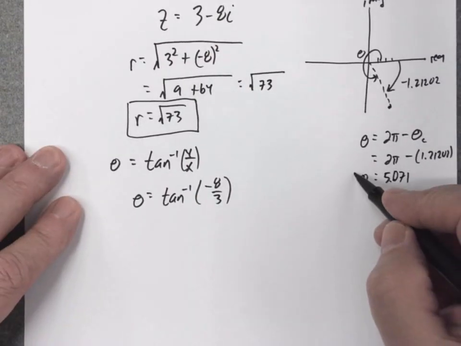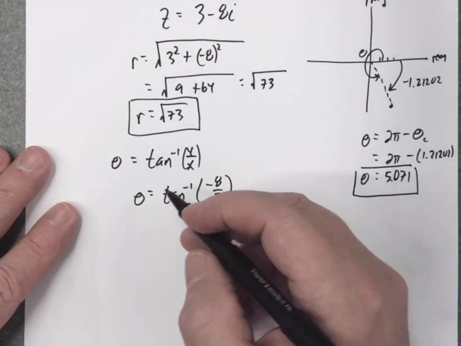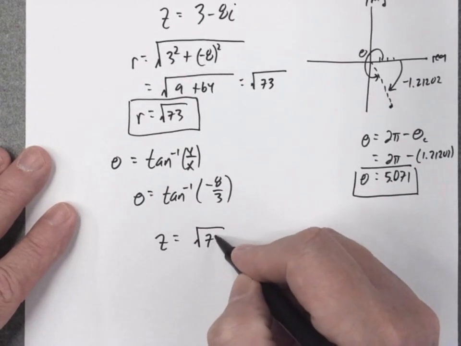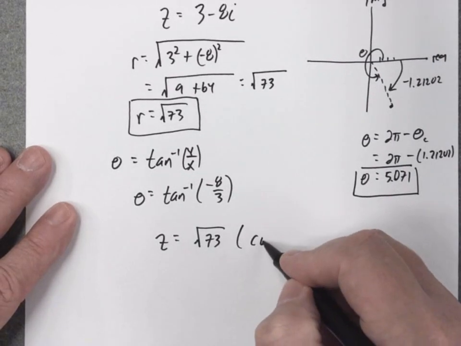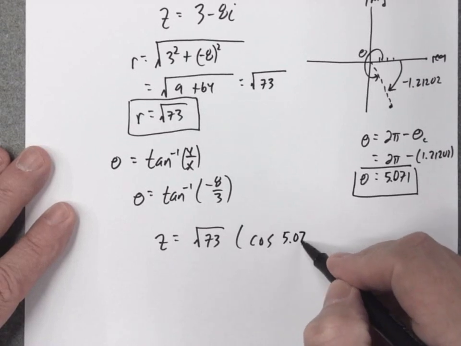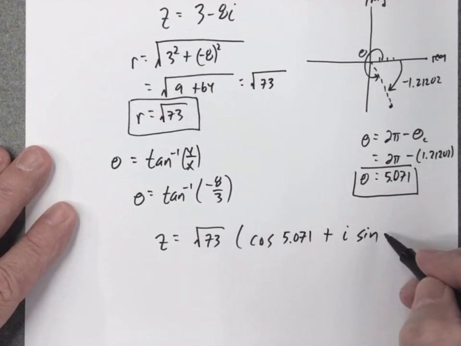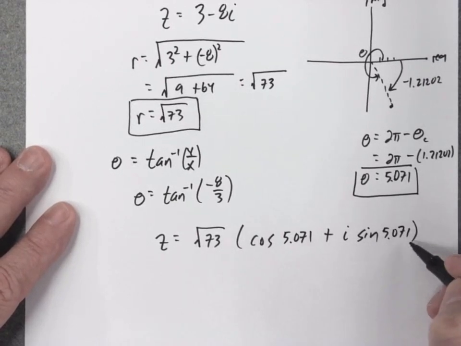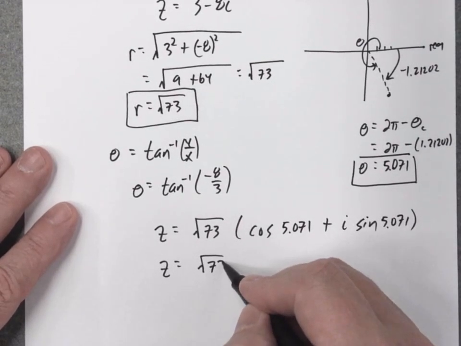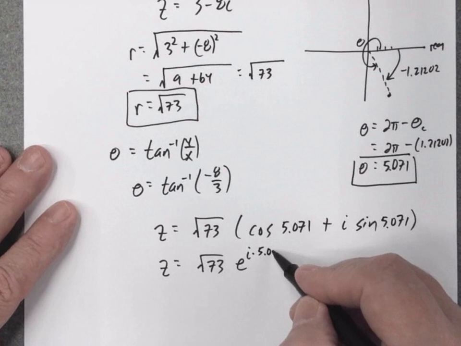All right, inverse trig functions are a little tricky, especially when using your calculator. So here's r, here's theta. In the polar form, it's r, square root of 73, cosine of the angle in radians, 5.071, plus i sine 5.071. And then the exponential form is just r, e to the i times the angle in radians, 5.071.